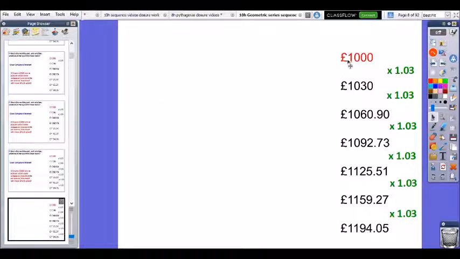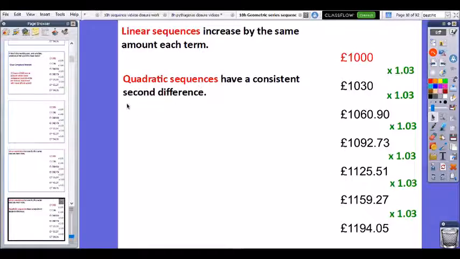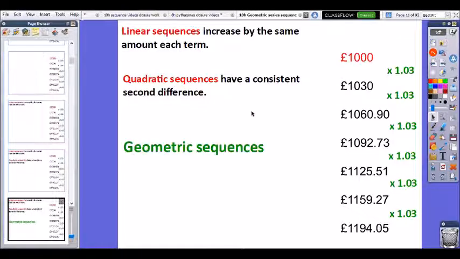I want you to think about these numbers as a sequence. Right, so in the last few lessons we've reminded ourselves what a linear sequence is. So that's just sequences that increase by the same amount each term. We looked at quadratic sequences for the last couple of lessons, so these have a consistent second difference. Today we're going to be looking at what a geometric sequence is.